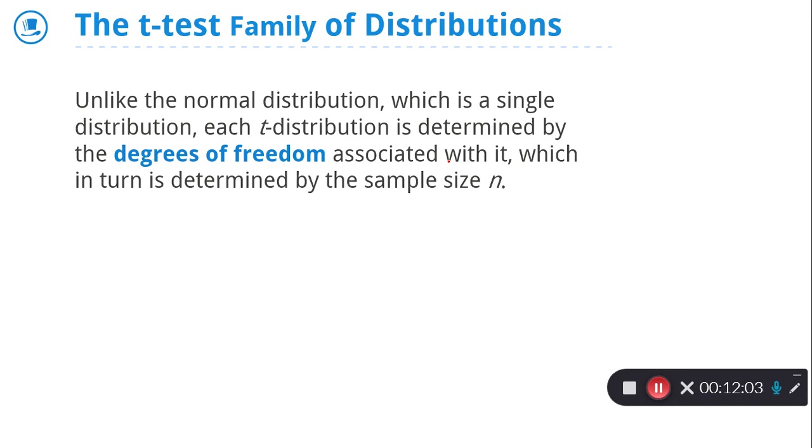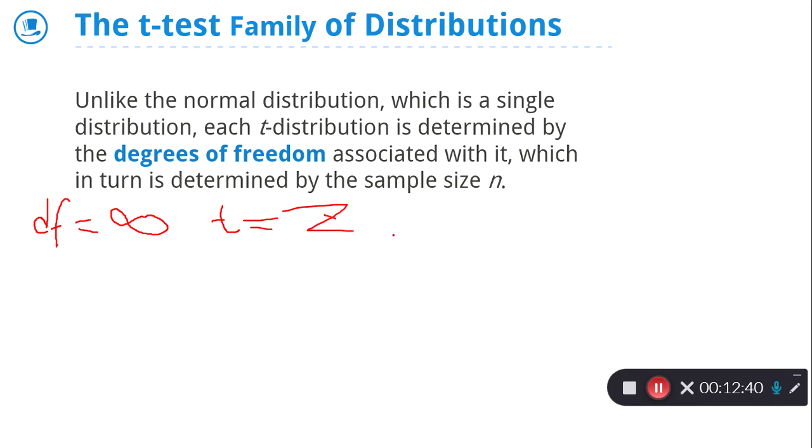And really, he found that the t distribution is determined by the degrees of freedom, which is in turn determined by the sample size n. Effectively, there is a different t distribution for every possible degree of freedom. We're going to call degrees of freedom df. With infinitely many degrees of freedom, there's the infinity symbol, the t distribution equals the z distribution.